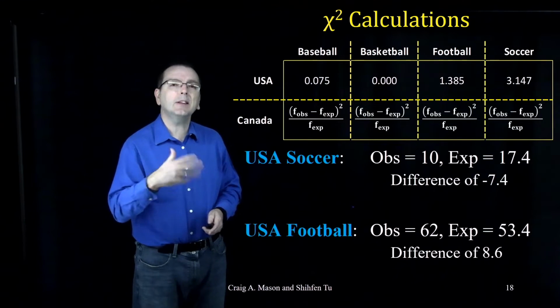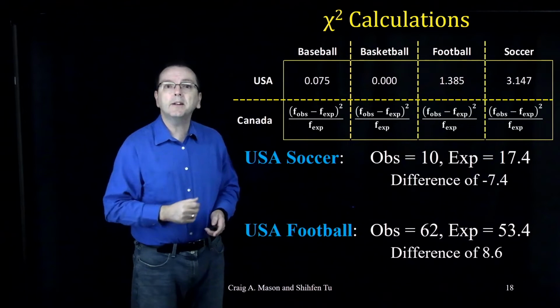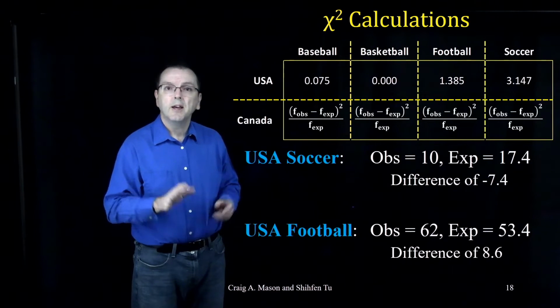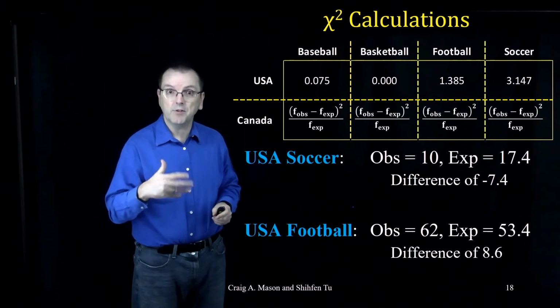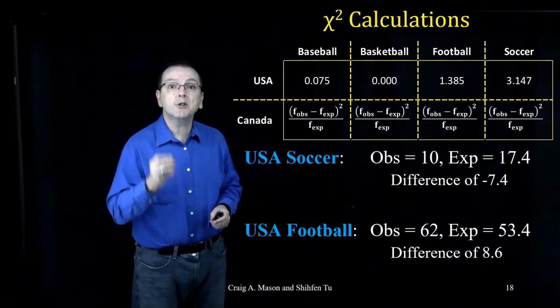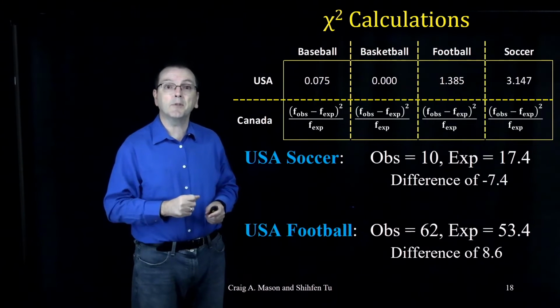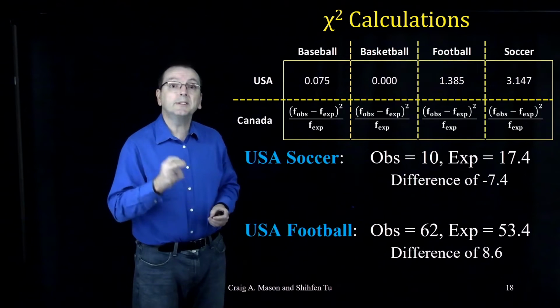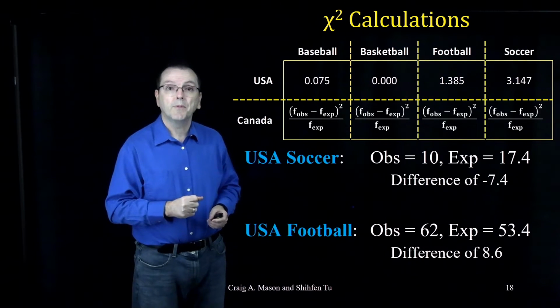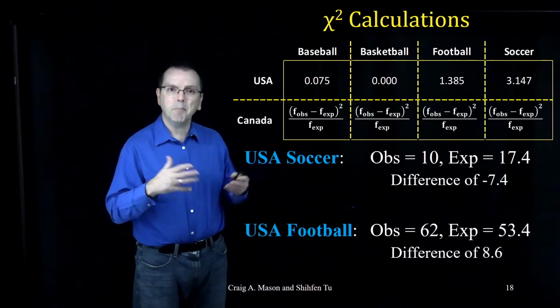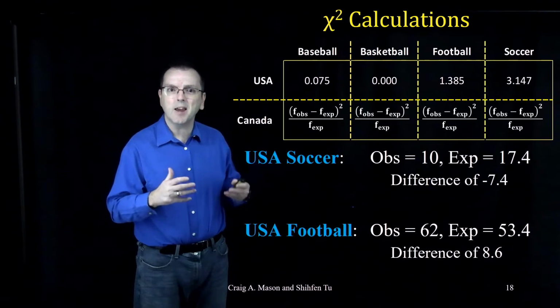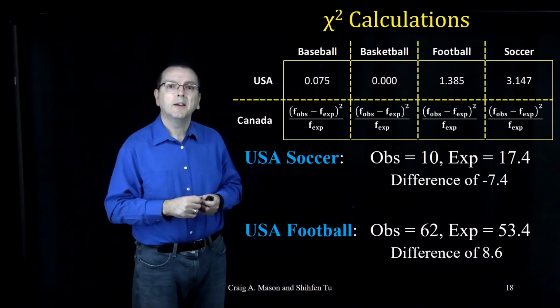Well, you can think of it this way. Look at the relative size of the two groups. The expected number of people picking football, 53.4, is much larger than the expected number for soccer, which was only 17.4. So a given difference for soccer is a bigger deal than that same difference for football.